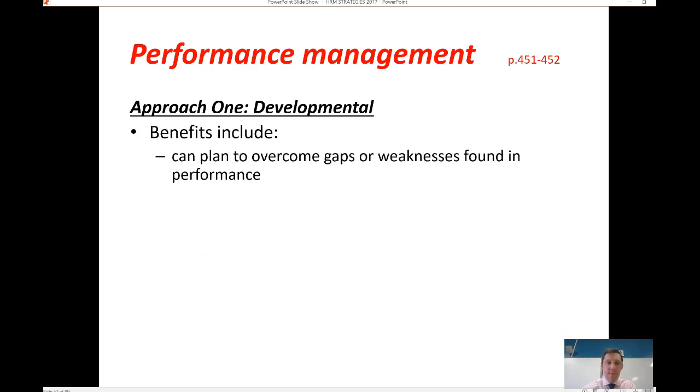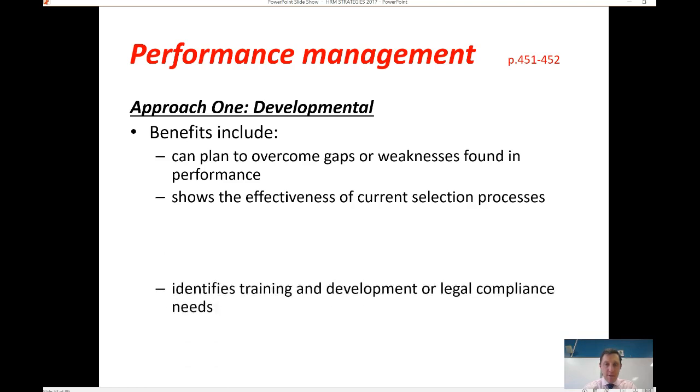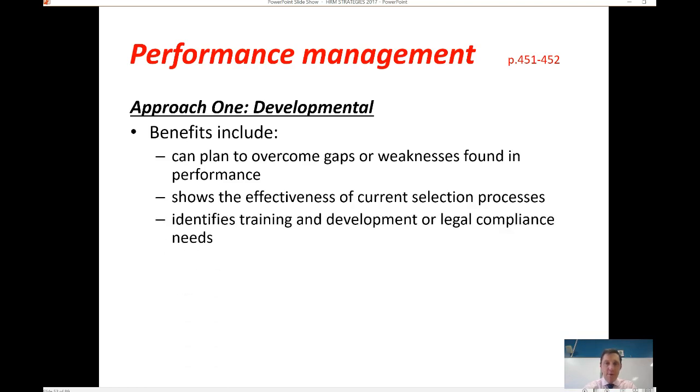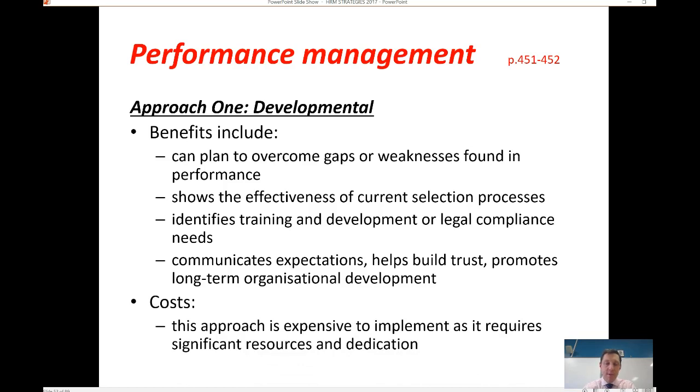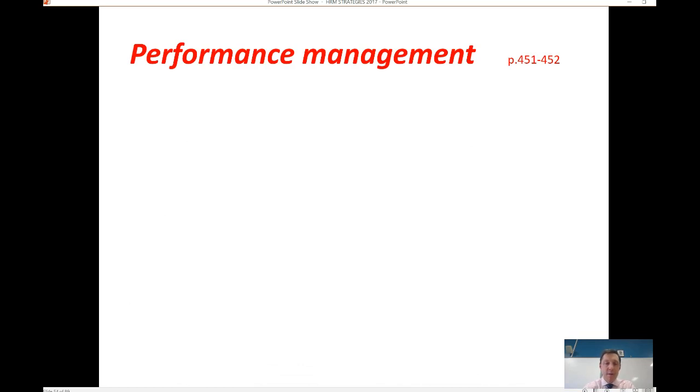Some of the benefits of that particular performance management approach: you can plan to overcome gaps or weaknesses found in that individual's performance. It shows the effectiveness of their current staff selection process. It identifies training, development or legal compliance needs, communicates expectations, helps build trust, promotes long-term organisational development. Some of the downsides or some of the costs to it are it can be expensive to implement because it needs significant resources.